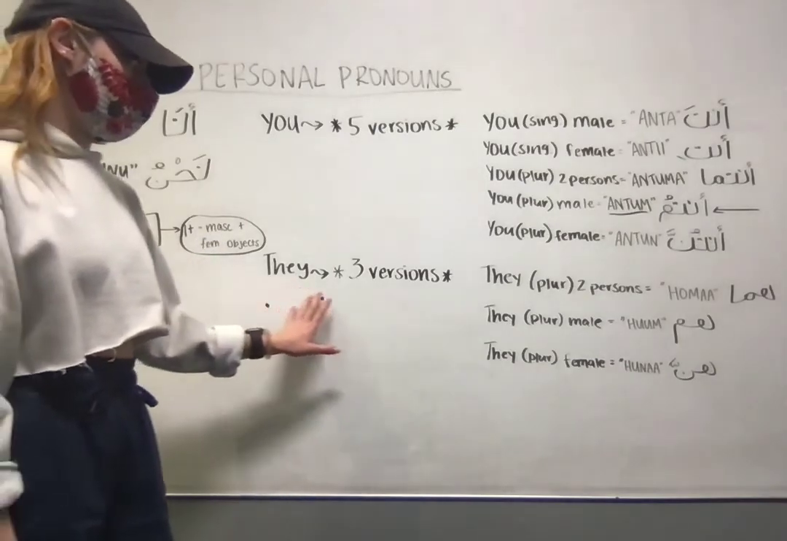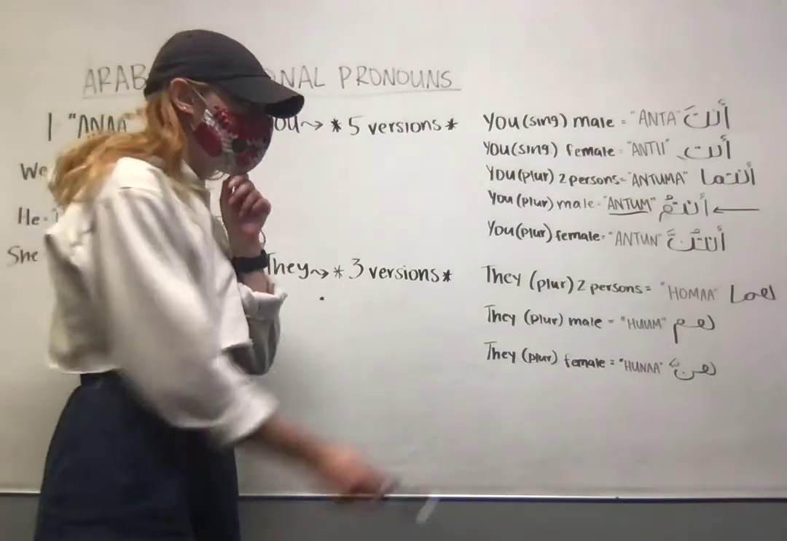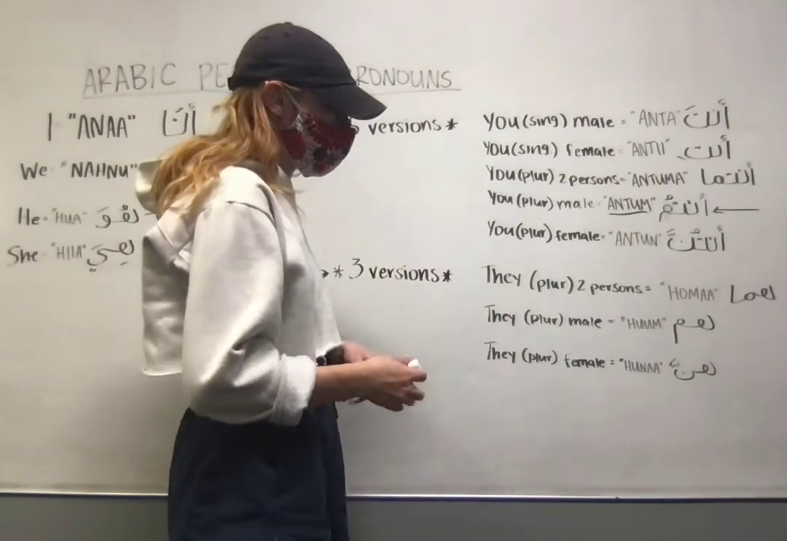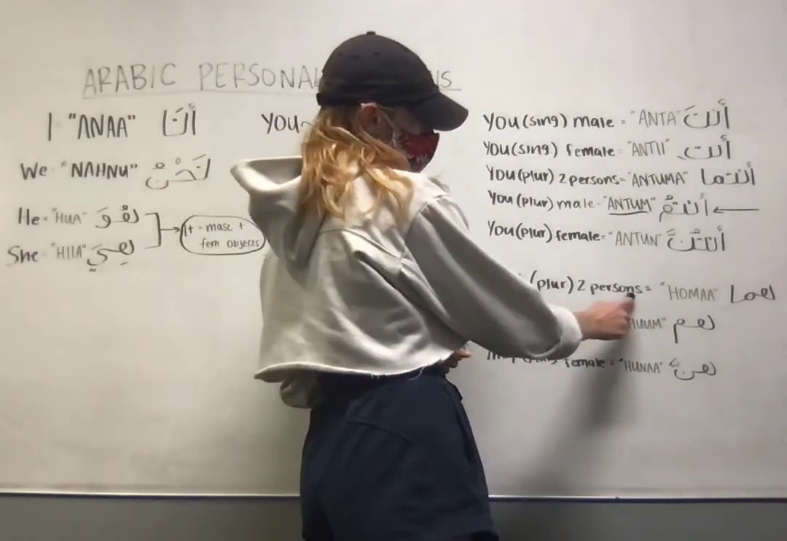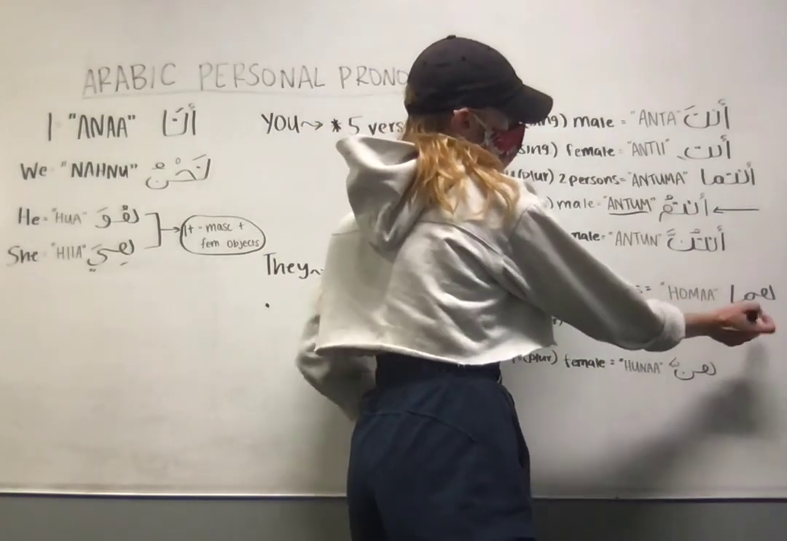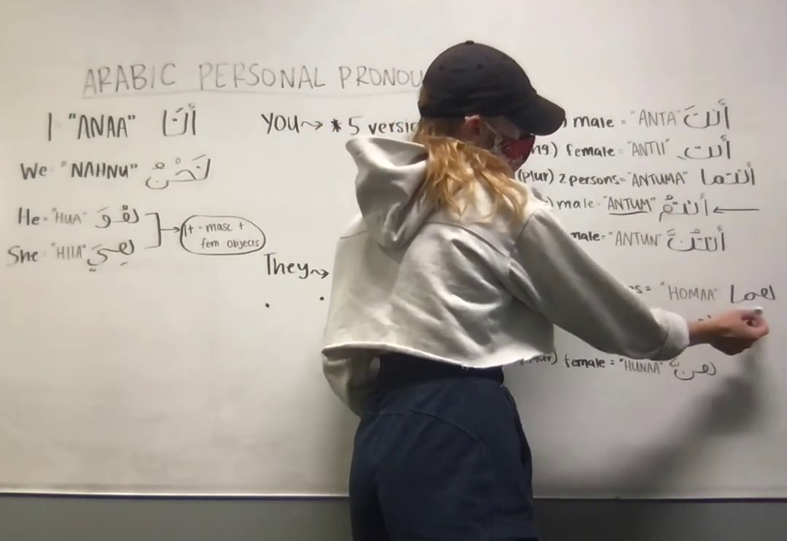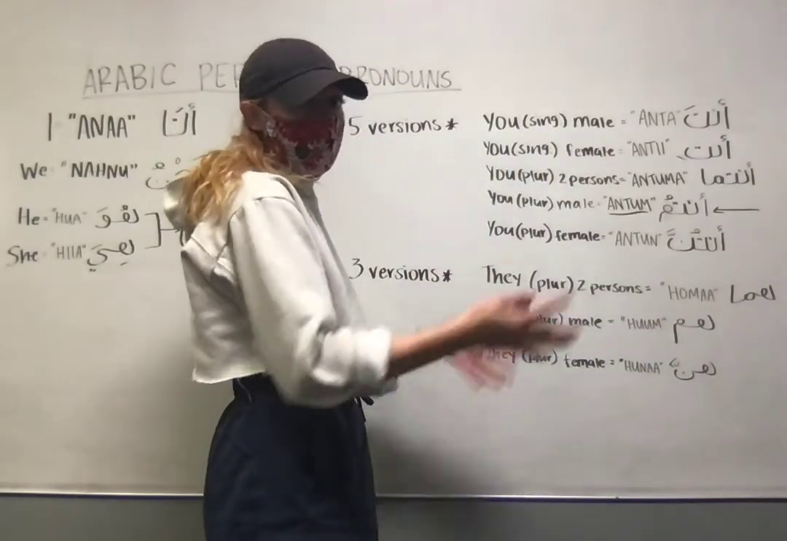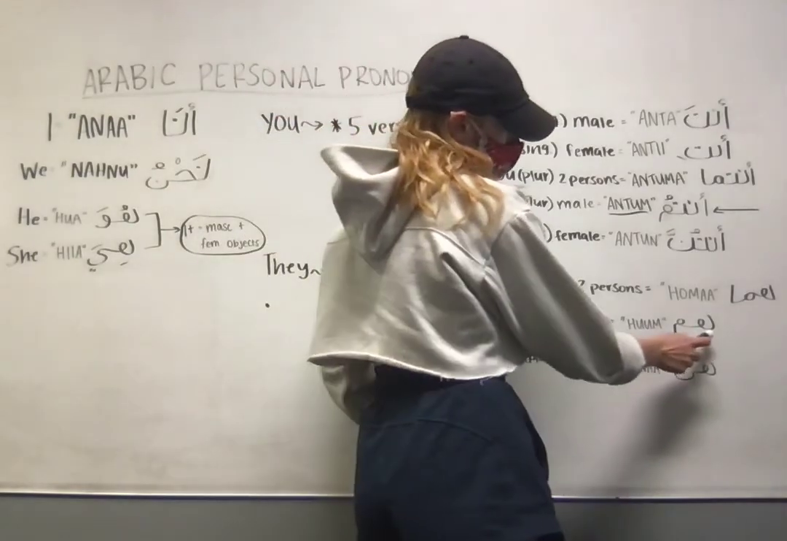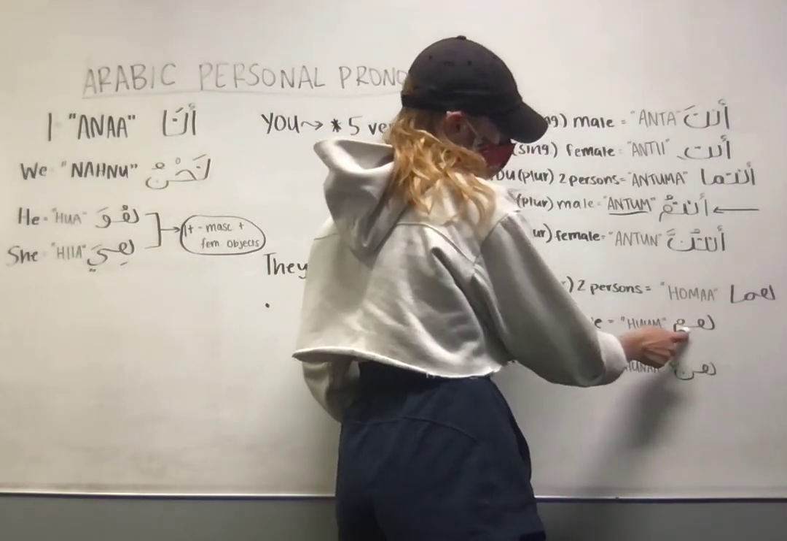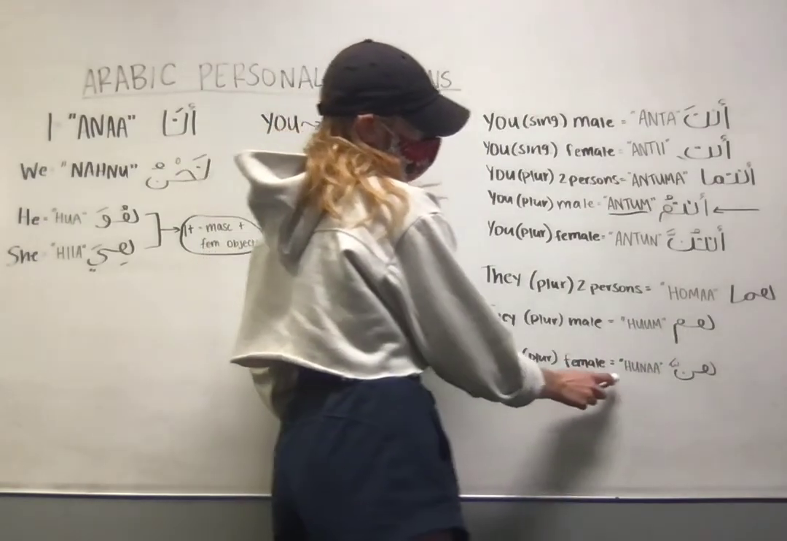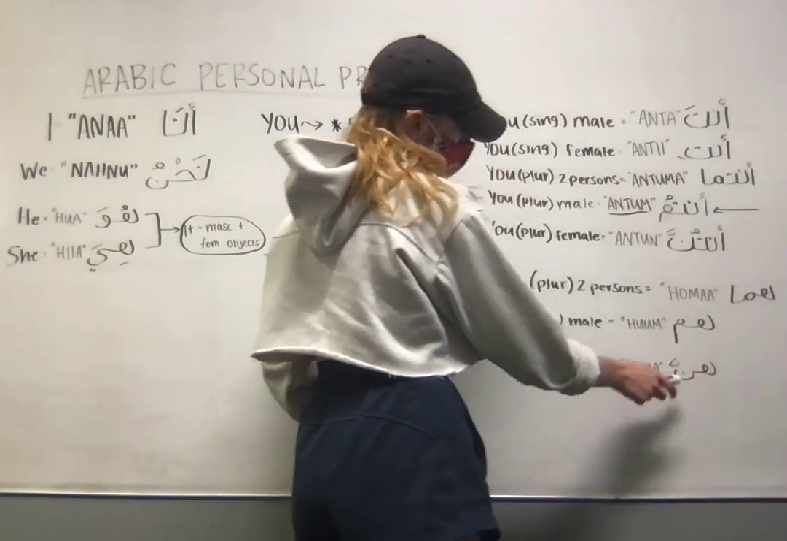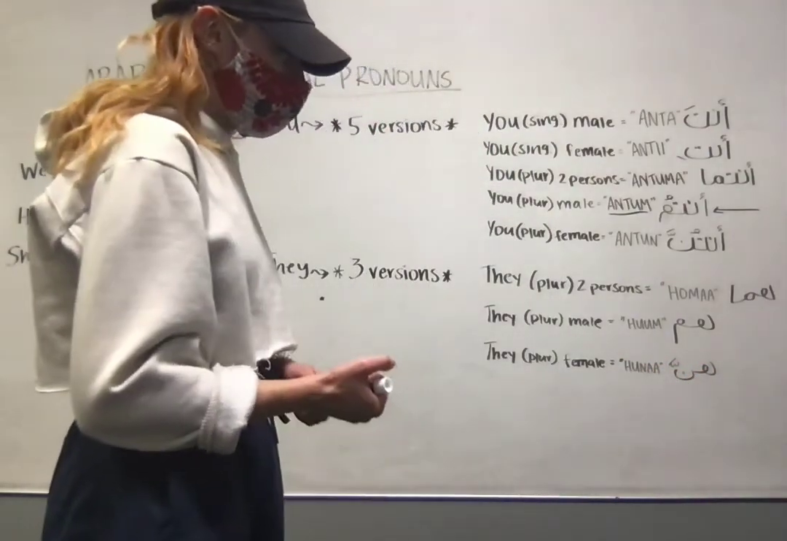And then we also have they, which are 3 versions of they. They're all plural for they, but I just like putting the singular and plural just to help myself. So if you're talking to 2 persons, it'd be huma. So ha, ma, a, huma. Then we have the male. If you're just talking to they as a group of men, it'd be hum. So ha, hum. And then for females, it'd be hunna. So ha, na, hunna. And that's how you would reference a group of females.